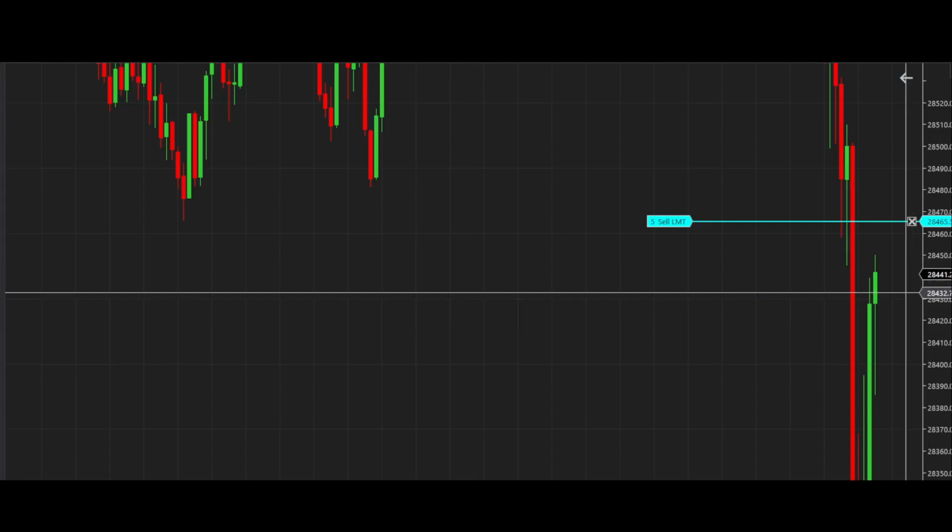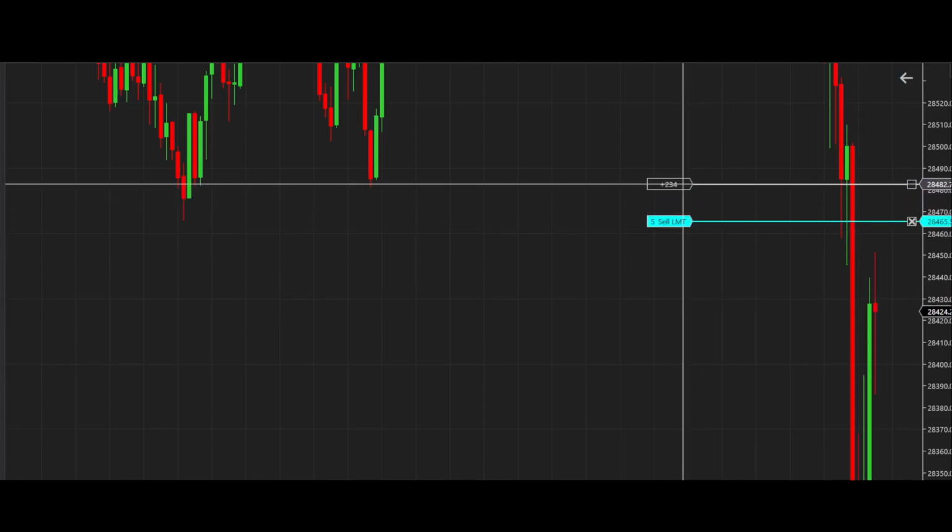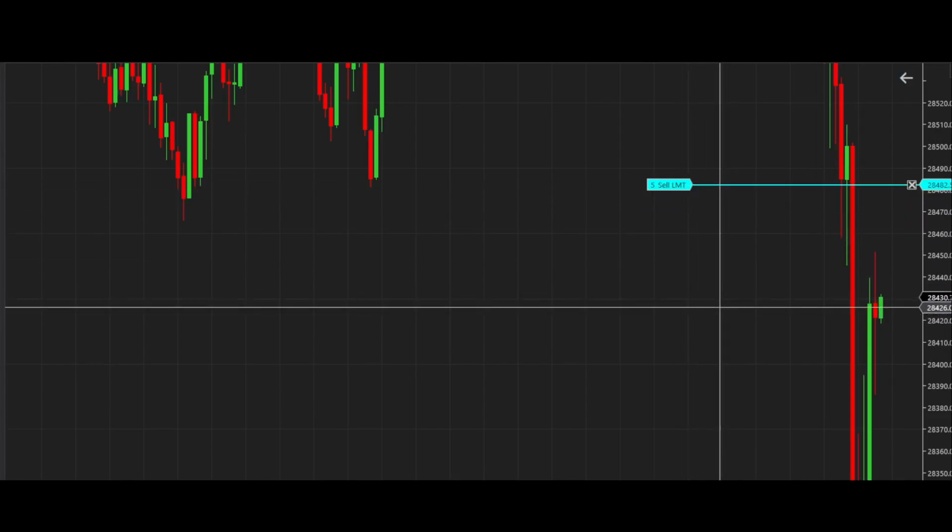Here's where I realized, oh, I could probably get a better entry on the 15 minute. So I ended up moving it a little bit. Either way, it was respecting the 10 MA on the 5 minute, which is great. It gave me kind of the confidence for the trade that I did end up taking.